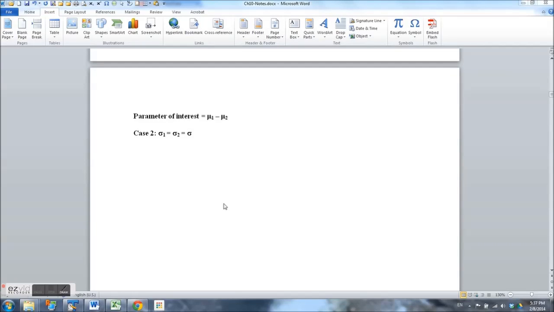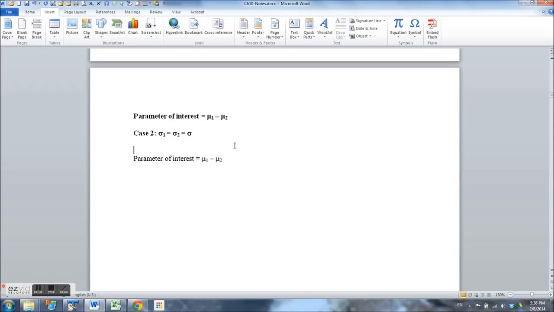Next, case 2, where the two population standard deviations are assumed to be equal. Our parameter of interest is still mu sub 1 minus mu sub 2, the difference between the two population means. In the previous example, we looked at a case when the variances were unequal. Now we have the case where the two variances or standard deviations are equal. So again, the same. And in this case, we want to look at the hypothesis testing and confidence interval.